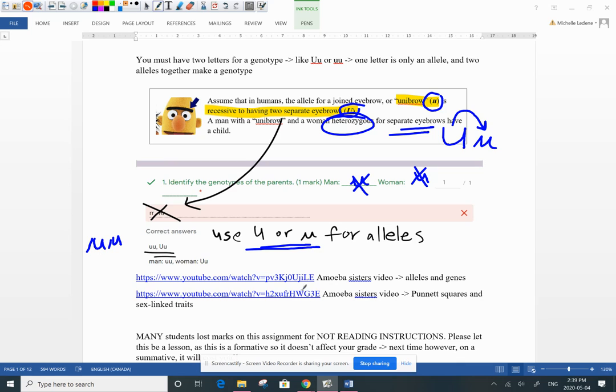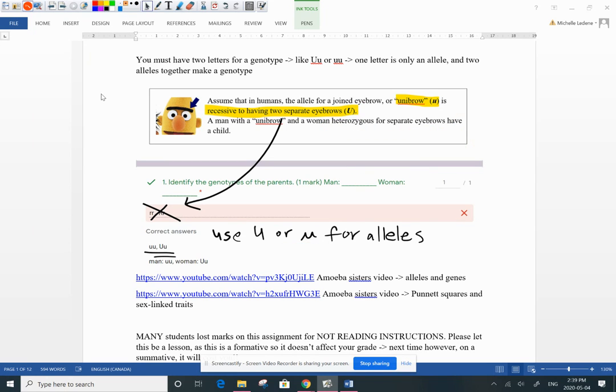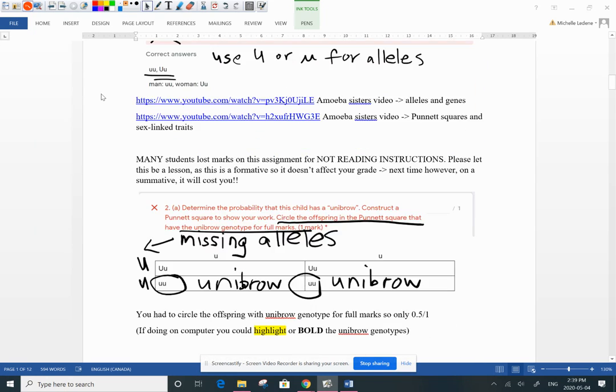So I'm going to post these two videos. The Amoeba Sisters go through alleles and genes and Punnett squares and sex-linked traits. And I'm going to harp on you guys. I'm just going to keep reminding you, please read instructions. Now, a lot of you were lucky that this time you lost marks. Sorry, you didn't lose marks because it was just a formative.